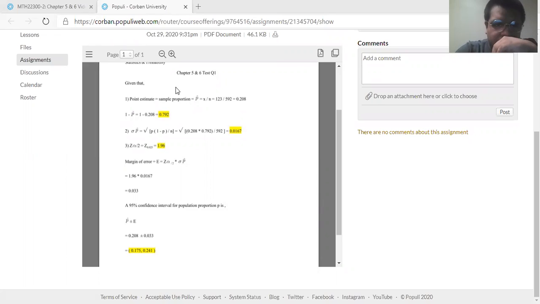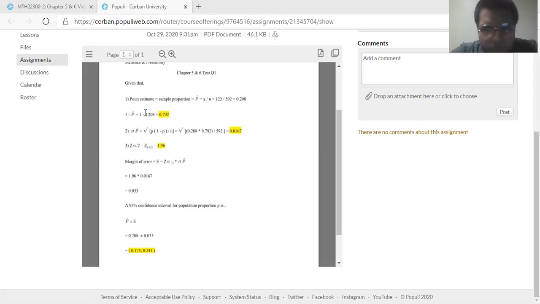Now, for the first part, we can just plug into the formula p hat equals x divided by n, which gives us 0.208. This is because 592 represents the total number of shoppers, and 123 represents the number of shoppers who shop solely because of coupons. And once we get 0.208, we plug that in.